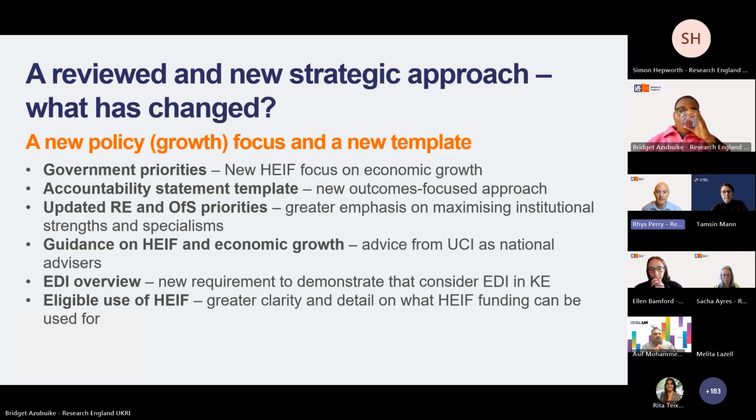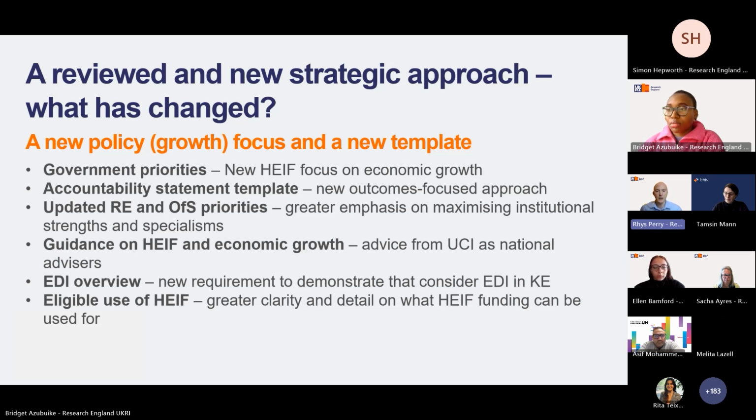We're also encouraging greater emphasis on maximising institutional strengths and specialisms. Our definition of economic growth is broad, and we want to highlight that there are lots of ways and pathways to achieving such outcomes, and we want to make sure that institutions are focusing on their role in the wider picture. To this end, there's a section of advice from the UCI Commercialisation and Innovation Policy team at Cambridge, presenting a framework for university contributions to economic growth that are relevant to HEIF use, which we'll talk through in more detail.